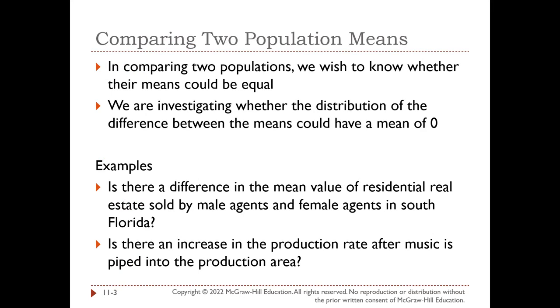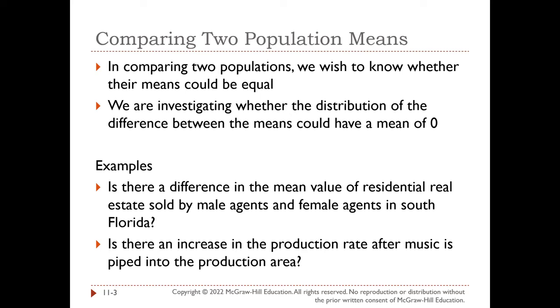So, comparing two population means, we're going to wish to know whether the means could be equal. We're going to investigate whether the distribution of the difference between the means could have a mean of 0. What does this mean? It's probably we're going to have a lot of formulas. Why? Because it's statistics, it's math.